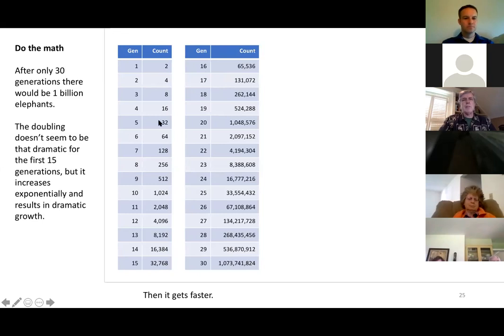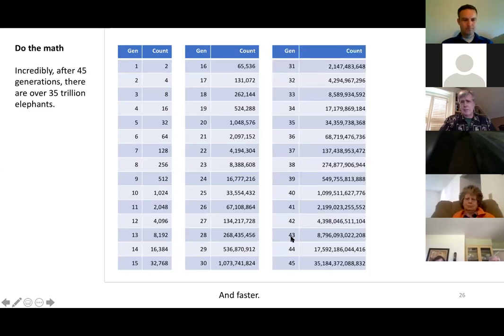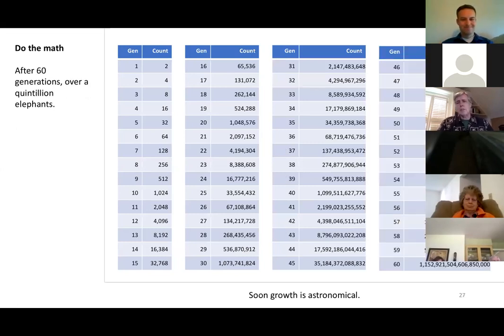When you double from 32, like in generation 5, you just end up with 64. It doesn't seem like such a big deal. But in generation 29, if you have 500 million elephants and you double, you have 1 billion. And it just gets sillier, because after 45 generations, you have 35 trillion elephants. And just to end our little display here, after 60 generations, you have 1.1 quintillion elephants. We know that that doesn't happen. We know that physically can't happen.